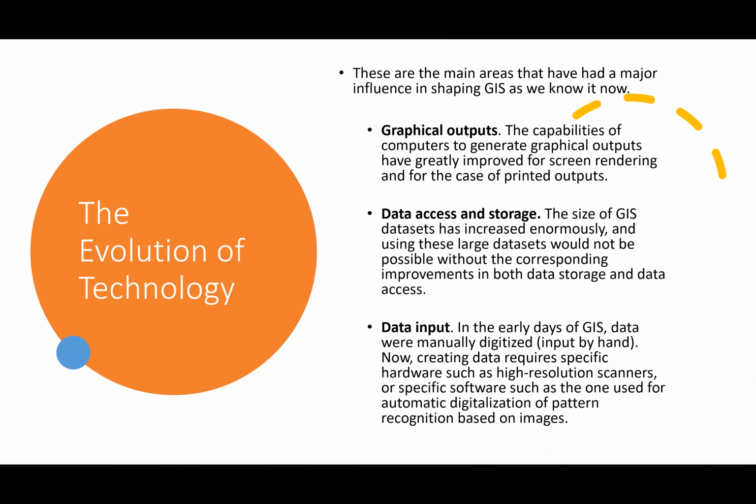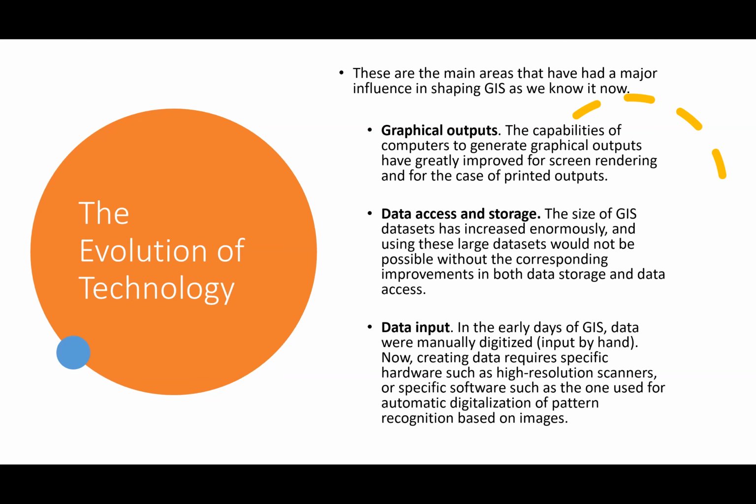The evolution of technology. I've mentioned a couple of these already, but just to emphasize, the main areas that have had a major influence in shaping GIS as we know it now are graphical outputs, data access and storage, and data input. For graphical outputs, the capabilities of computers to generate graphical outputs have greatly improved, for screen rendering or for the case of printed outputs. So again, just our computer graphics. The tools that we have available to us for computer graphics and the graphics of GIS are really important. It's a visualization. So being able to have graphics as a visual is integral to a GIS.